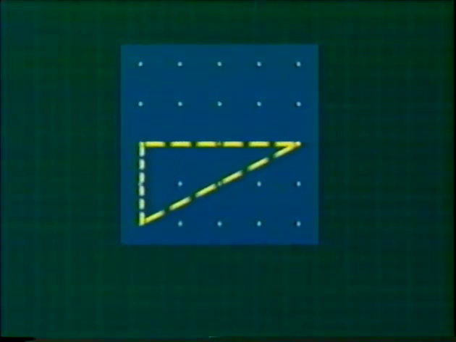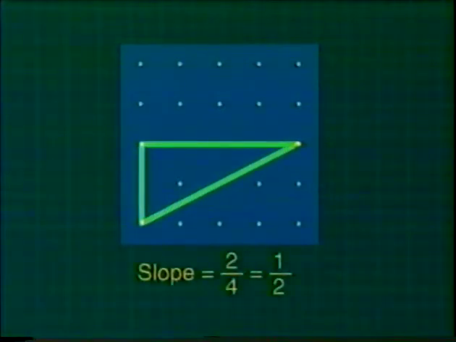This time we have a longer line which overlaps the previous one. The rise is 2 units up, and the run is 4 units to the right. So we have 2 over 4, which is equal to 1/2. The slope is still 1/2. In other words, the slope is a ratio of vertical change to horizontal change, or rise to run.